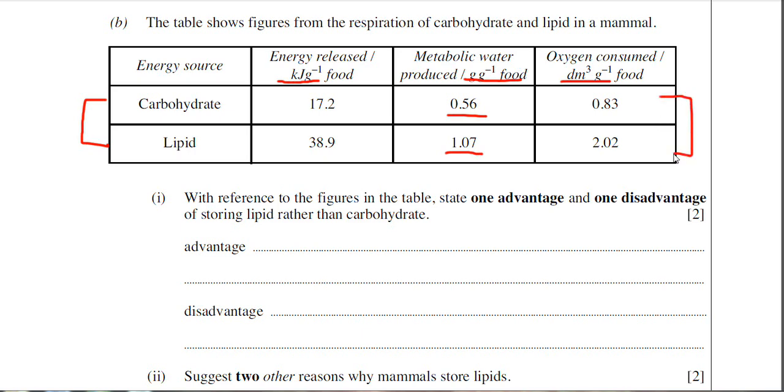And lastly, it's looking at the oxygen consumed. So we're actually looking at aerobic respiration here, because that requires oxygen. So you can see the oxygen consumed for the carbohydrate is 0.83, and for the lipid it's 2.02. So it's an important table to understand, and you need to make some sort of basic analysis of that table, like I did about the amount of energy released for the carbohydrate and the lipid. You should be looking out for little things like that, making some comparisons between the two molecules being investigated. So let's move on to the question then, part one.